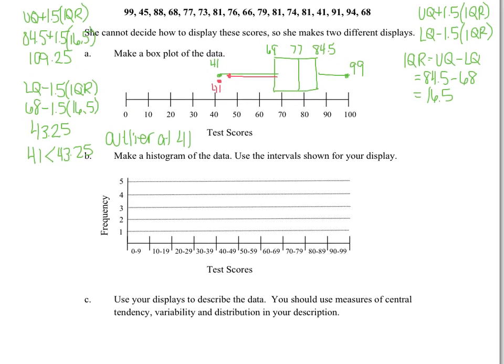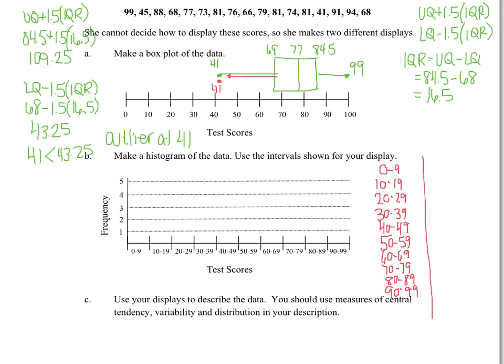For question 1 part B, we're supposed to make a histogram of the data. And we need to use the intervals shown for our display. So basically we need to make a frequency table first. We have 0 to 9, 10 to 19, 20 to 29, 30 to 39, 40 to 49, 50 to 59, 60 to 69, 70 to 79, 80 to 89, and 90 to 99.